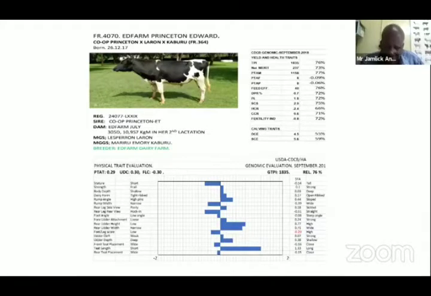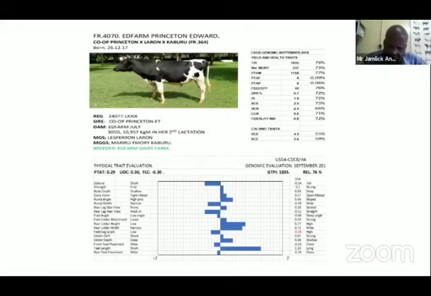Then PTAP, that is predicting transmitting ability for protein. It's also 8 kg with a minus 0.06. Then feed efficiency, 40%, reliability of 76. So this means this animal is still using the feed efficiently at 40%. So it's not bad.